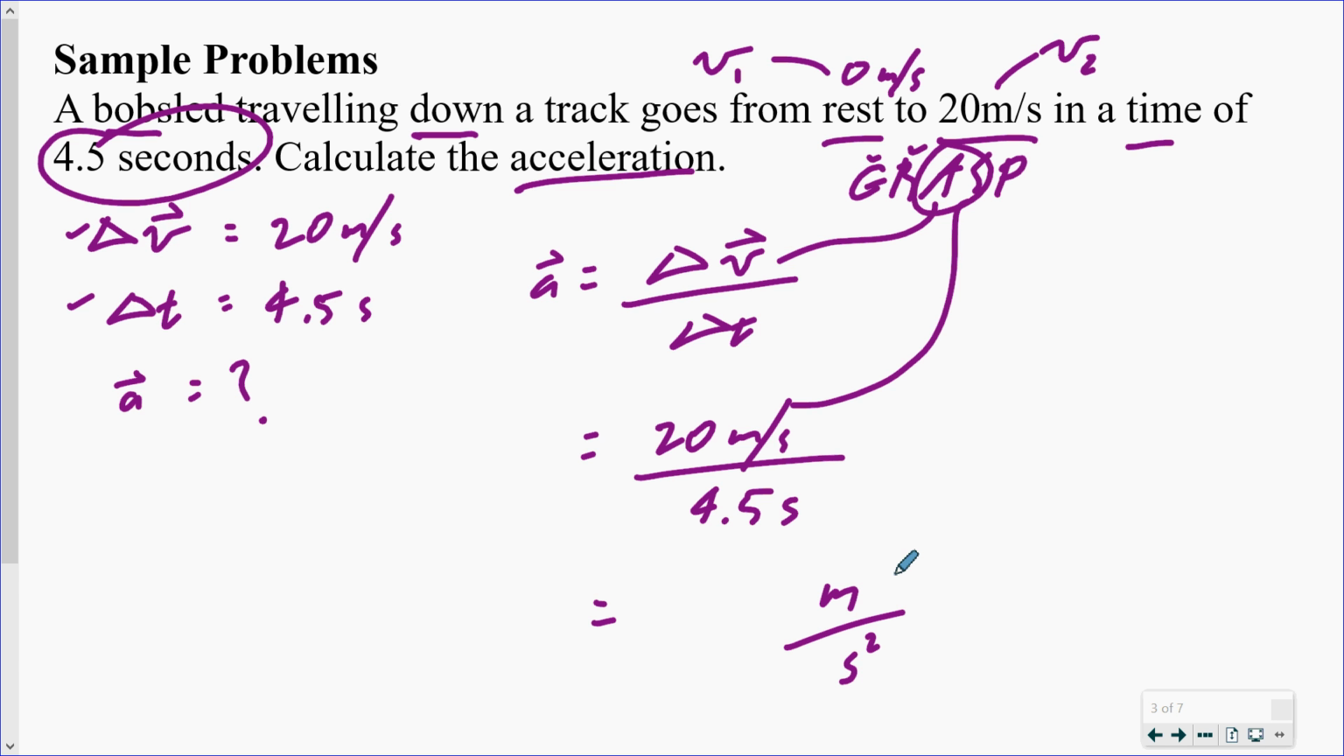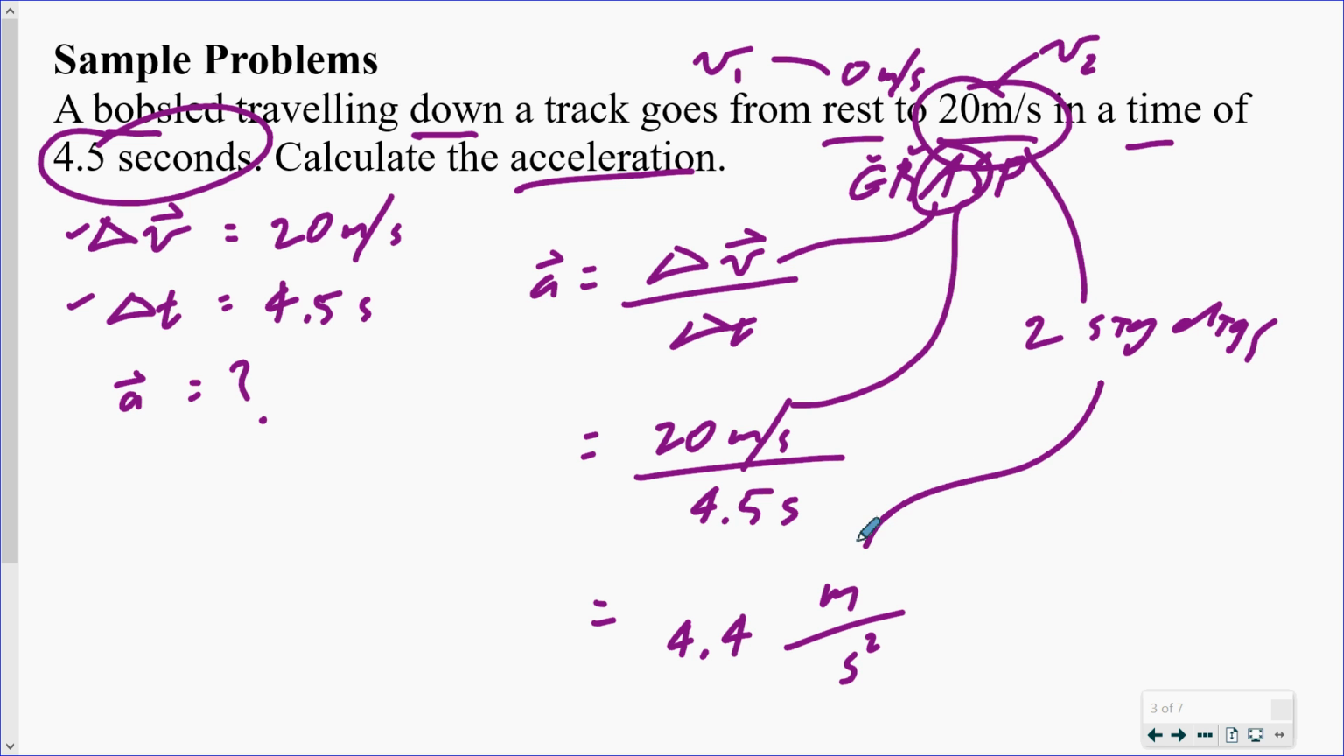And when you take your 20 and divide it by 4.5, you do end up with 4.4 to the correct number of sigdigs. Least precise number here is the 20. That trailing zero, it is significant, so we do have 2 sigdigs. And that's what we should have in our answer. Double check your units. Is that what we want for acceleration? Yes, it is. This is our answer, 4.4 meters per second squared.